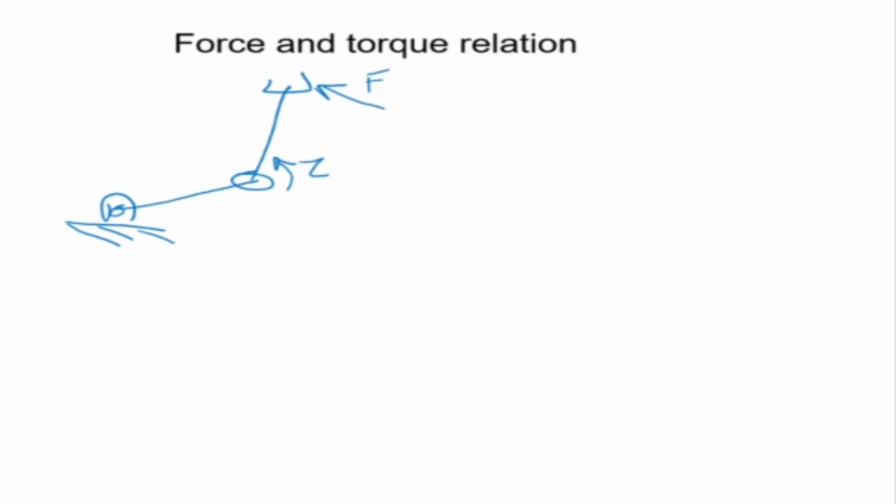Why? Because we can convert all the forces acting at different points on the manipulator. For example, there is an obstacle here. So let me draw an obstacle here. There's an obstacle, and I want to go from this point to this point. This is my goal.